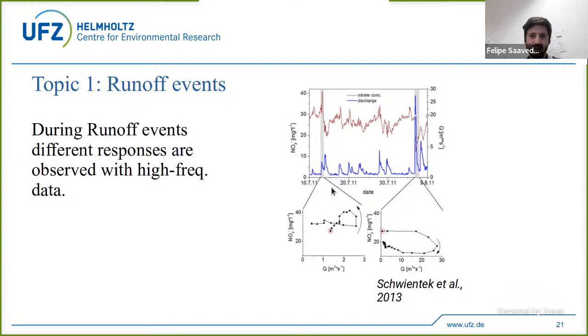In this case, the nitrate concentration is increasing. In this one, you can clearly see the peak. But in this other event, it's the opposite. You see a decrease in nitrate during this runoff event. So why do we have different behaviors?